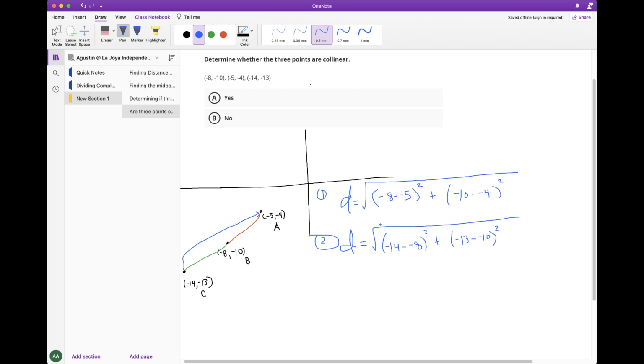Now these first two distances need to add up to the third one, and that's what we're going to use Desmos for. If it doesn't add up, then it's not collinear. So for the third one, -5 minus -14, and then -4 minus -13. Okay, so I'm going to switch over to Desmos.